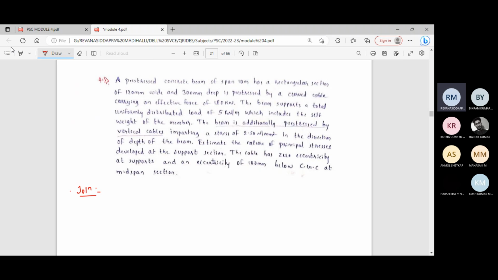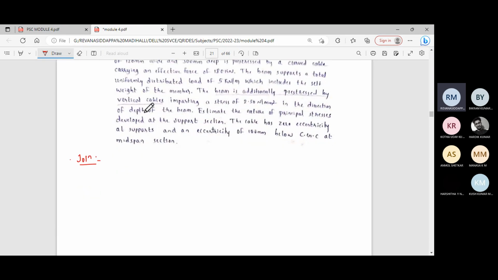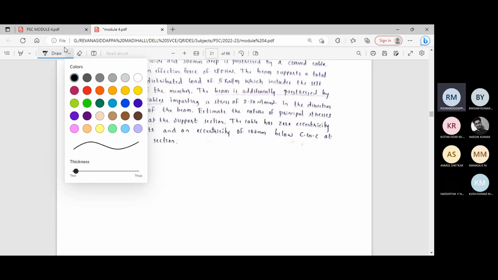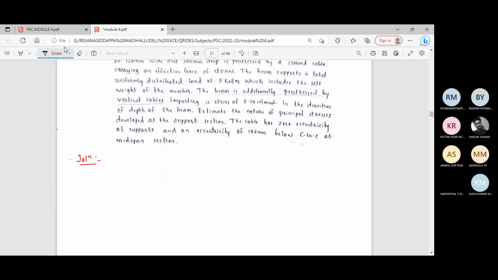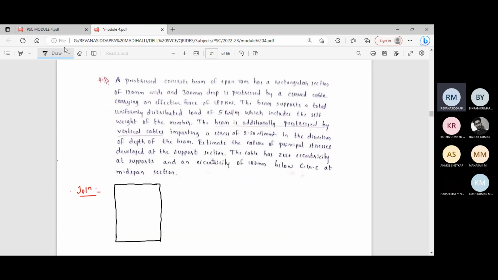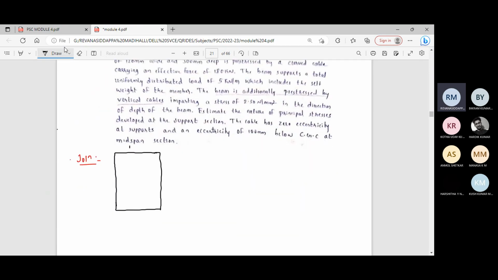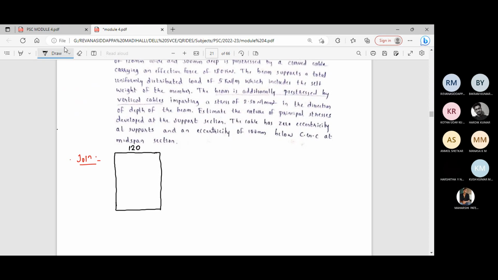A pre-stressed concrete beam of span 10 meter has a rectangular section of 120 mm wide and 300 mm deep. It is pre-stressed by a curved cable carrying an effective force of 180 kN. It's a rectangular PSC beam. Write the cross section of the PSC beam. What are the dimensions? 120 mm wide and 300 mm deep, 120 by 300 mm.